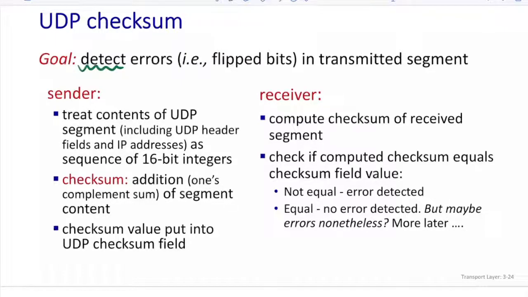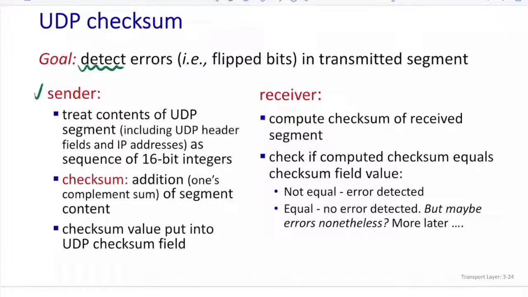UDP does not try to correct those errors. If any error is found in the UDP segment, your layer 4 program, your UDP protocol, will simply throw it away. You'll simply discard this UDP segment. Okay, let's see. From the sender side, treat the content of the UDP segment, including these headers and IP addresses, as a sequence of 16-bit integers.